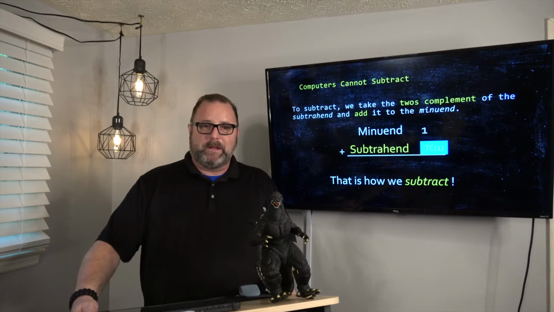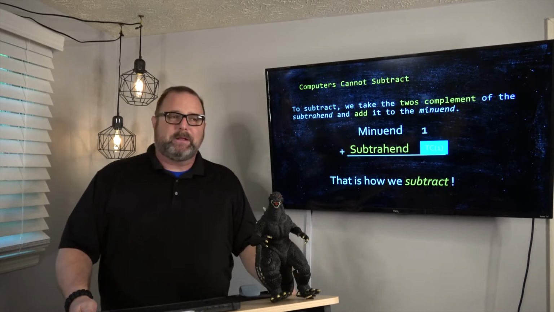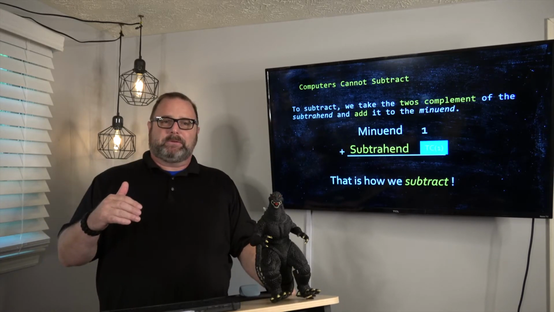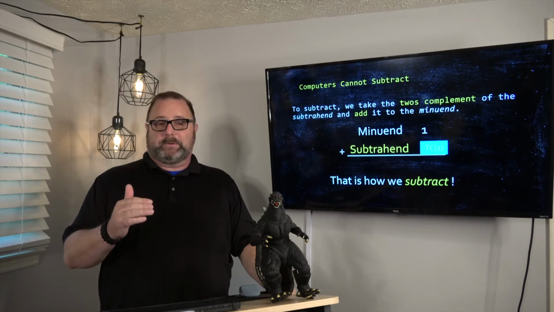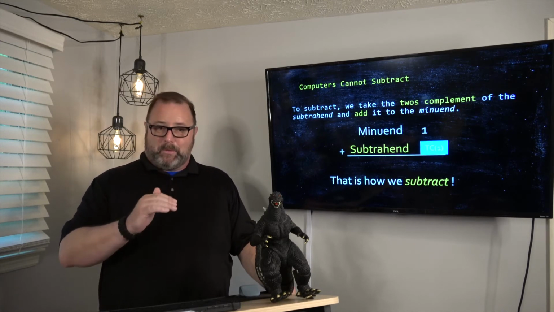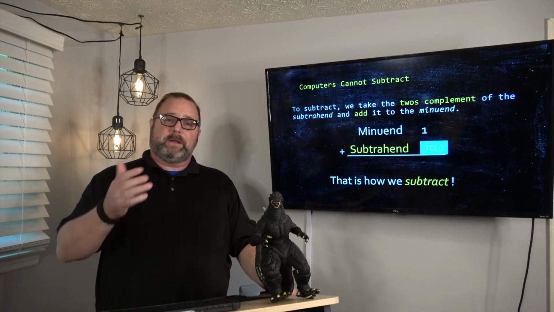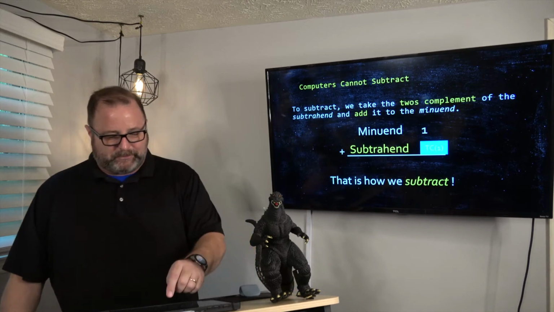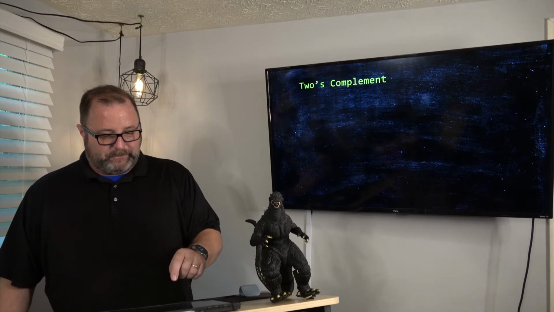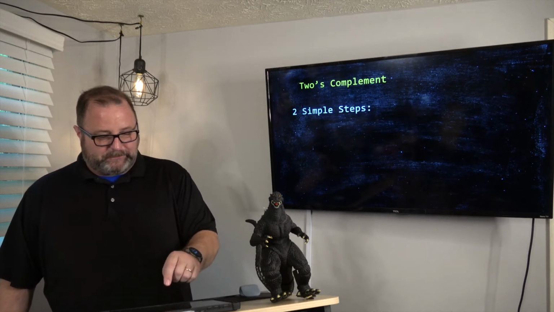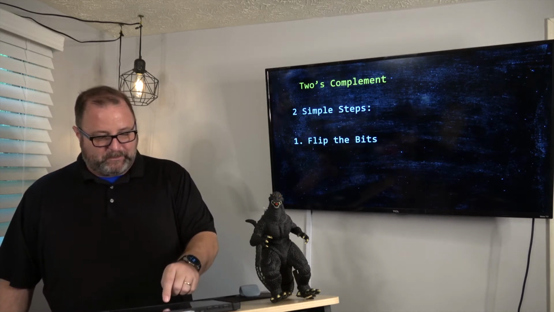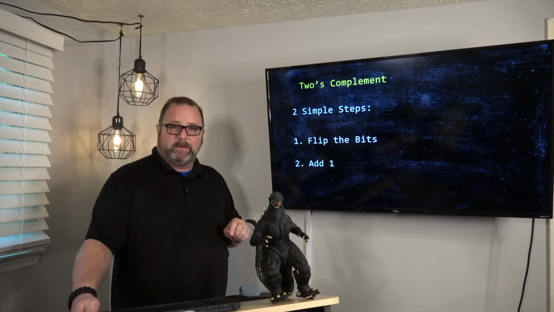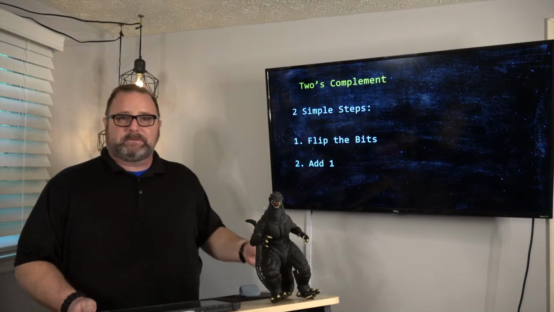on a computer. It's a little bit of electronic trickery, but in many cases, numbers are stored in what's called their 2's complement form. So if you have the negative version of a number, you can add it, and it's very seamless to a computer. So the 2's complement: there are basically 2 simple steps. We flip the bits and we add 1. That's all there is to it, okay?